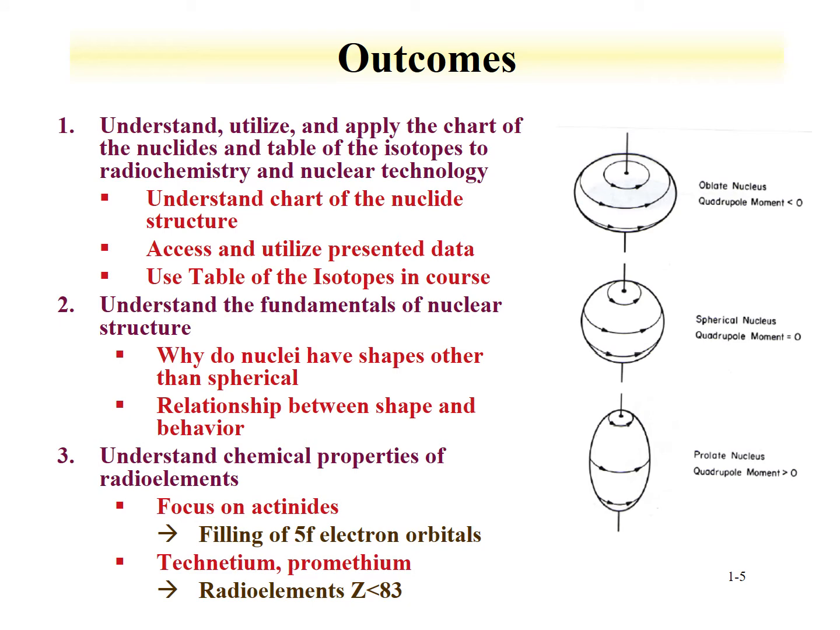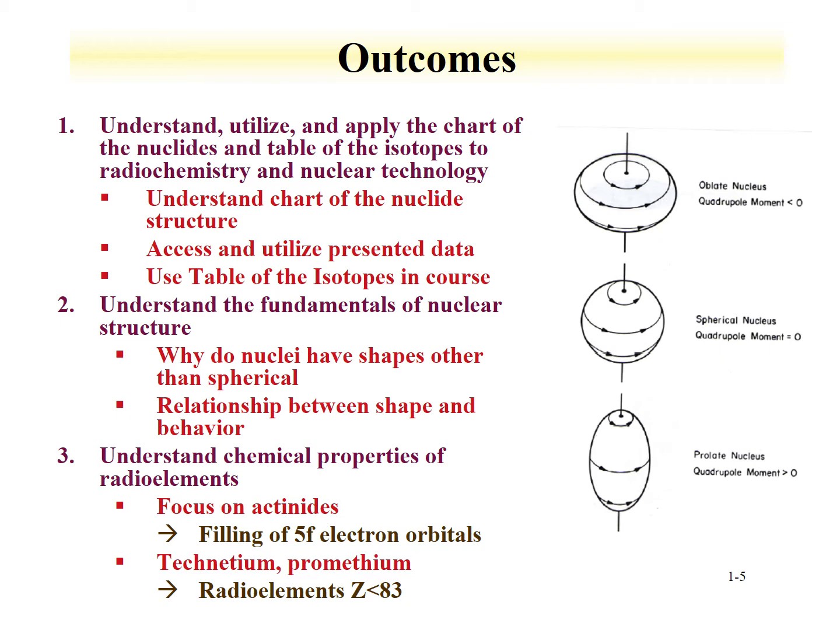The course has 7 outcomes where at the end of the quarter, the student should have some expertise, experience, and knowledge in a few different topics related to radiochemistry. First outcome is to understand, utilize, and apply the chart of the nuclides and table of the isotopes to radiochemistry and nuclear technology. Primarily, this is understanding how to obtain the data that are presented in those documents and utilize that information.